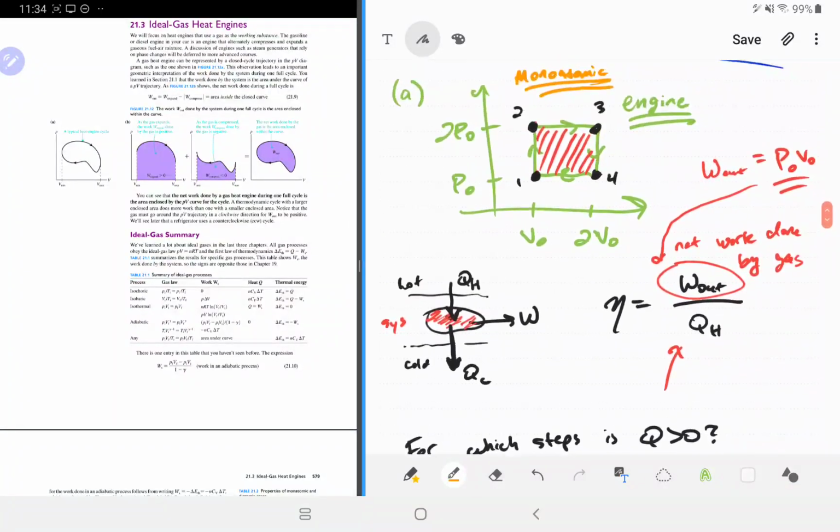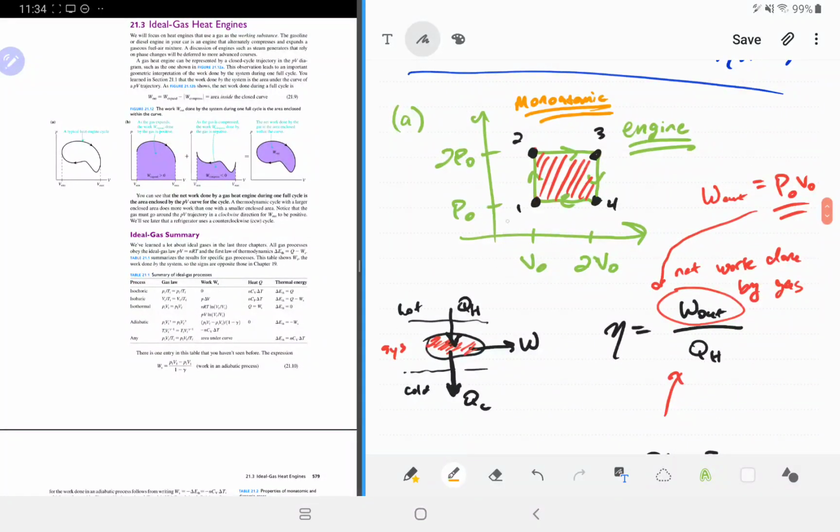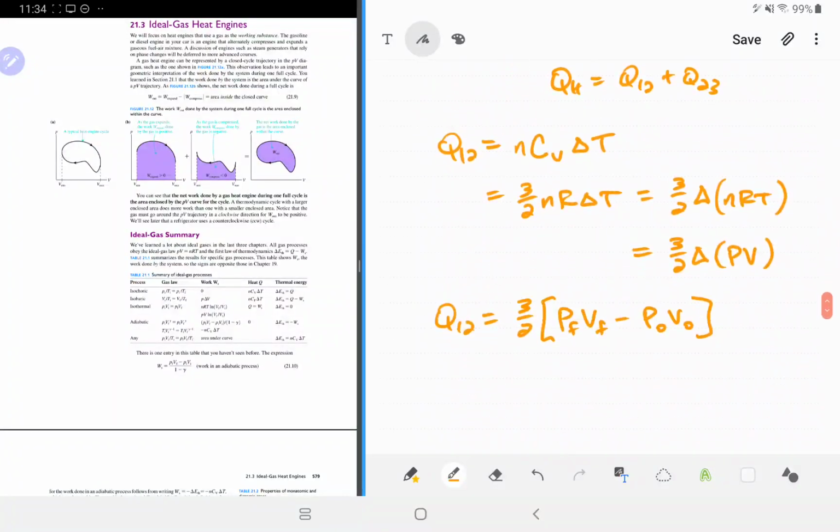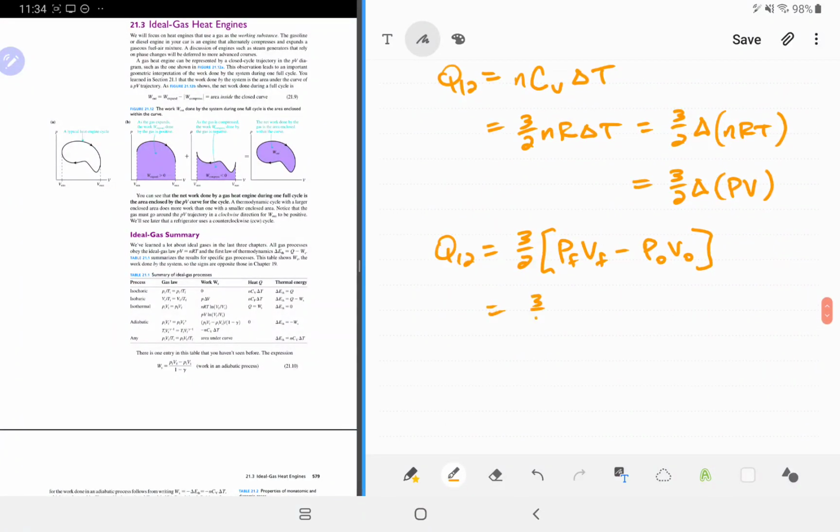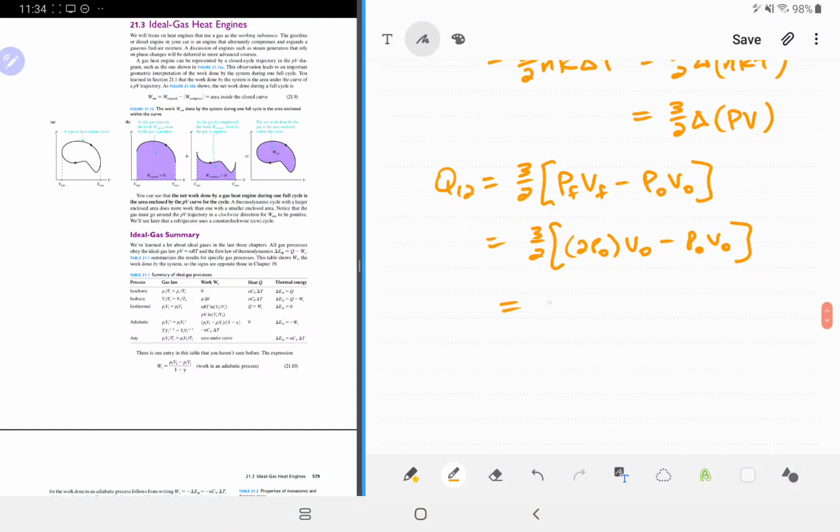It looks like P final and V final for that step 1 to 2, that product has doubled. So it looks like this is 3/2. The final pressure was 2 P naught. The final volume is still V naught, and then minus P naught V naught. So it looks like this is 3 P naught V naught.